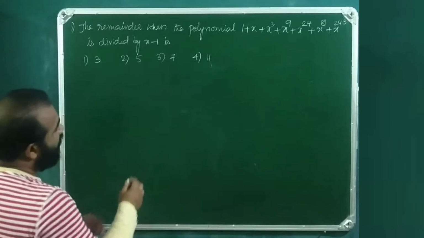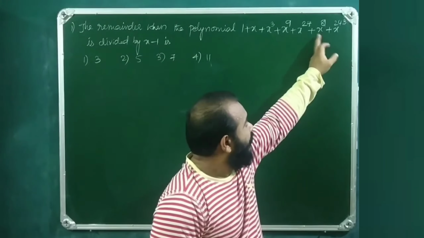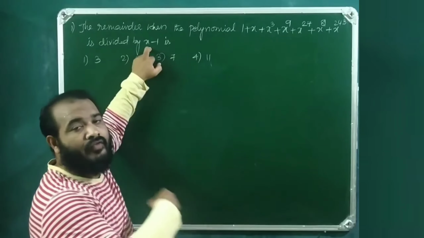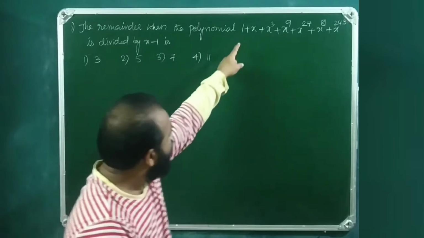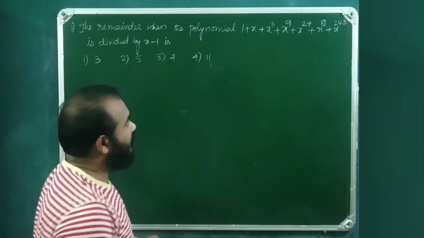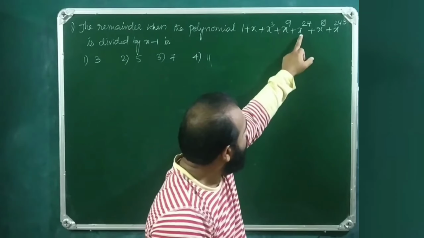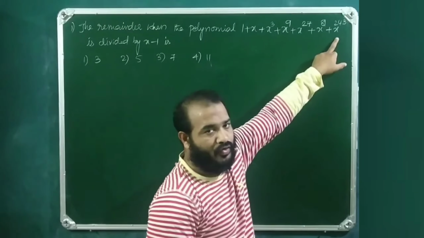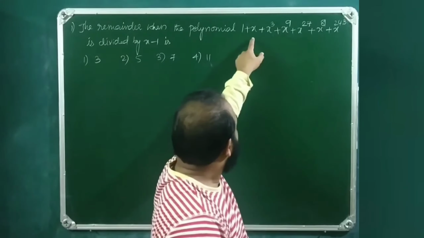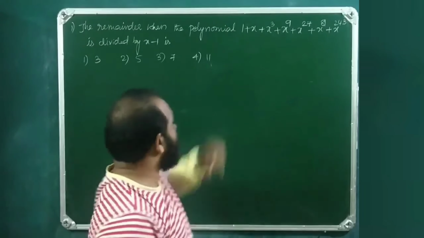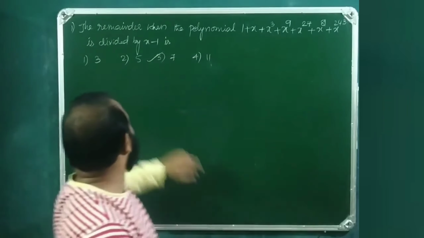Likewise, this is f of x and the remainder when it is divided by x minus 1 is f of 1, because x minus 1 equals 0, x equals 1. If you substitute this, we'll get the answer. The x value is 1: 1 cube, 1 power 9, 1 power 27, 1 power 81, 1 power 243. So 1 plus 1 plus 1 plus 1 plus 1 plus 1 plus 1. So this is 1, 2, 3, 4, 5, 6 and this is 1. So 7. This is the remainder when this polynomial is divided by x minus 1.